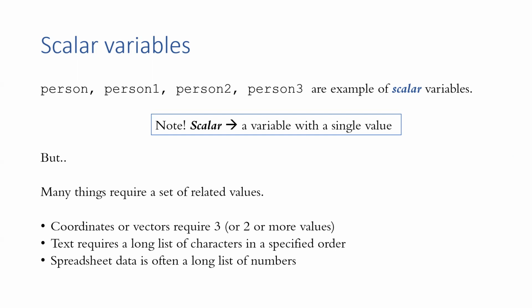For example, coordinates x, y. It has two values. Vectors require three, or you have a text. And a text requires a long list of characters in a specified order. It does not only contain one character or two characters. In order for you to create a text, you have to combine several characters, or let's say letters, in order to make a meaningful one. Another example is spreadsheet data that is often a long list of numbers.